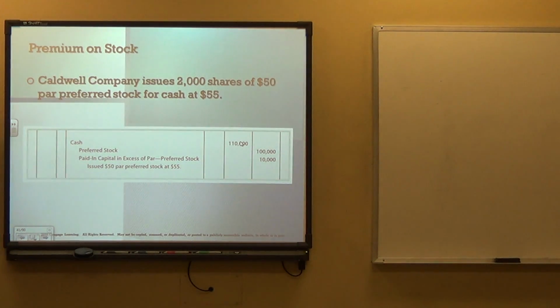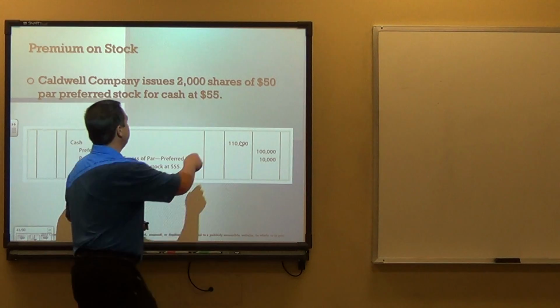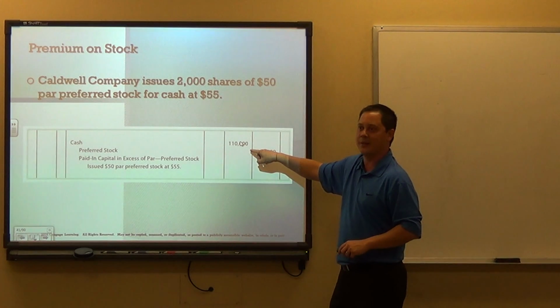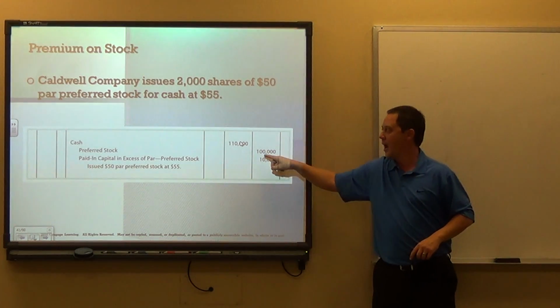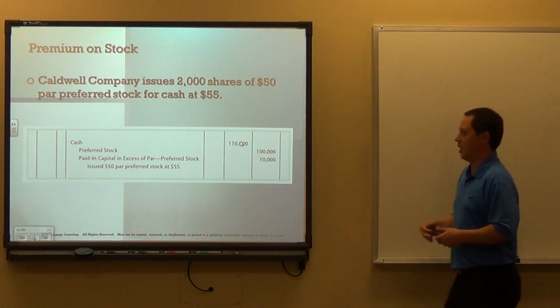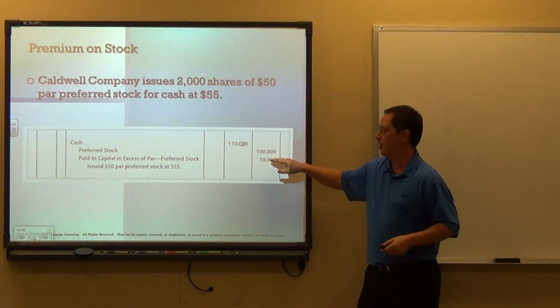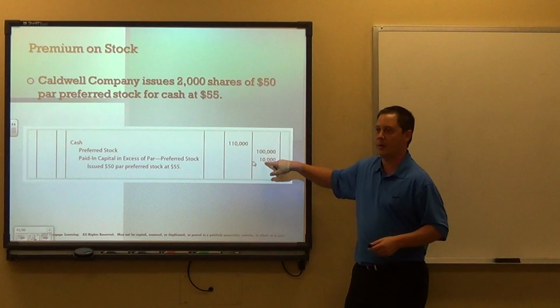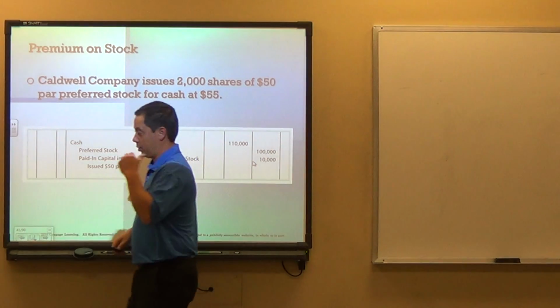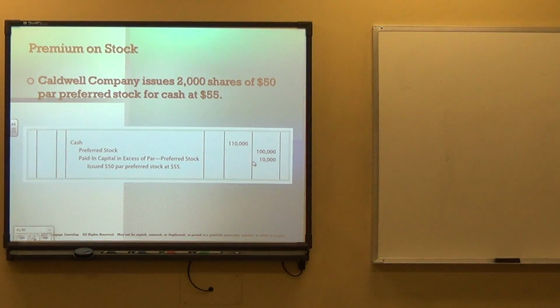All right, so Caldwell Company issued 2,000 shares of $50 par preferred stock for cash at $55. So what happens here is this. They issued this, so that's my par, my preferred stock right here, but I got more cash in than that. You can see the $10,000 difference there, and that is my paid-in capital in excess of par. Basically it just outlines it for you there. So that's additional money that will go into this account here, paid-in capital in excess of par. And then I have that additional cash, total cash on it. So the preferred stock and the additional there.